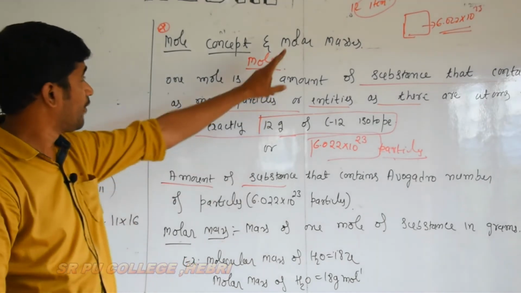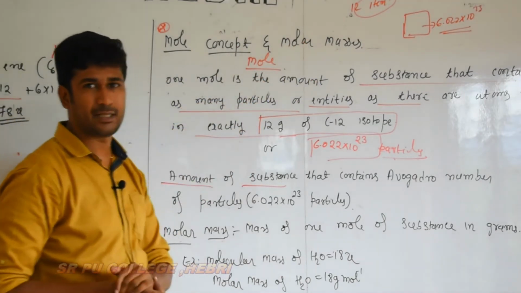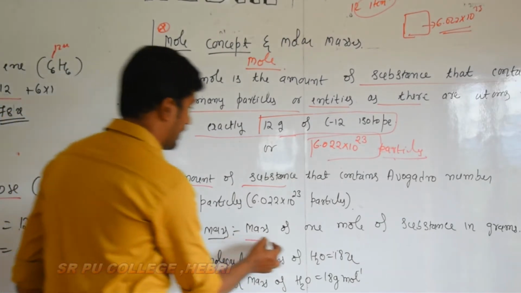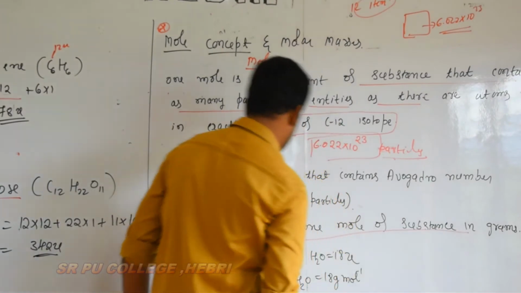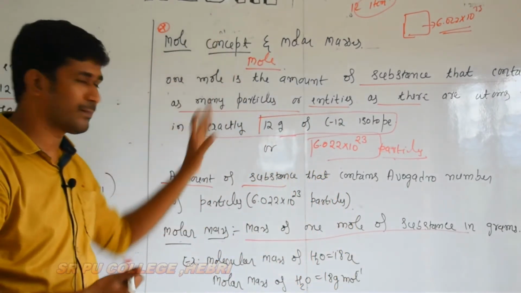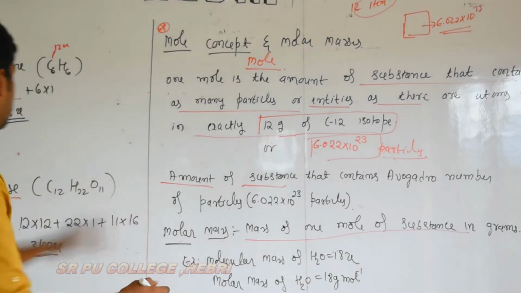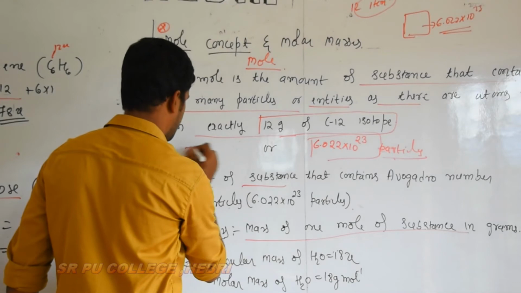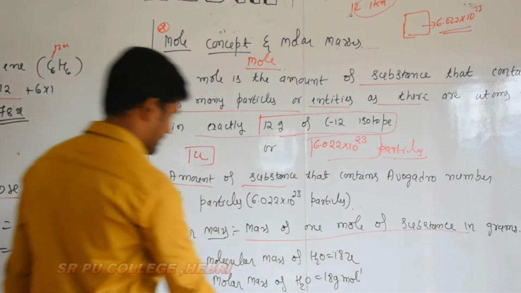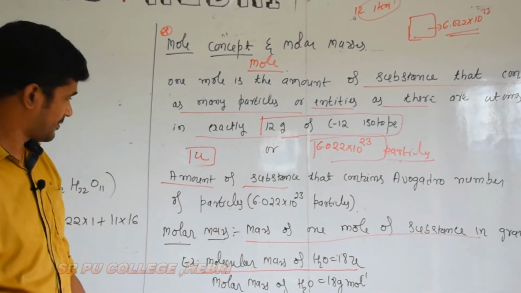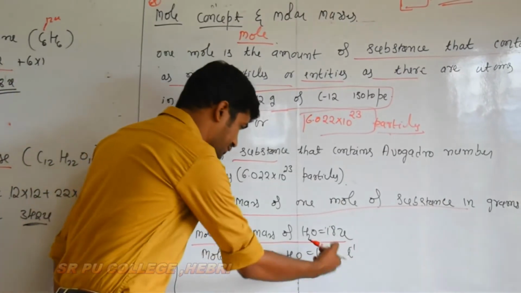Next, one more term I have written here is molar mass. So what is this molar mass? This is the mass of 1 mole of substance in grams. So what is the difference between molar mass and molecular mass? See, molecular mass is written in terms of unified mass, U. Here, molecular mass of H2O is 18 unified mass. Molar mass of H2O is 18 gram.